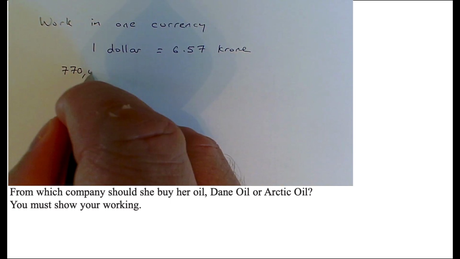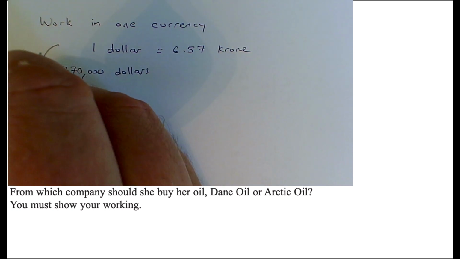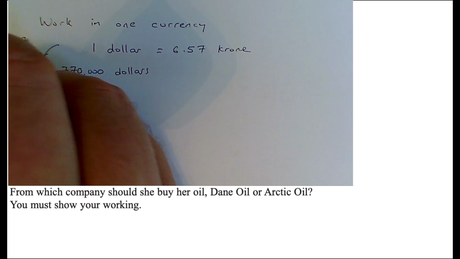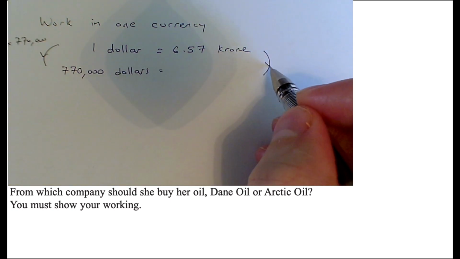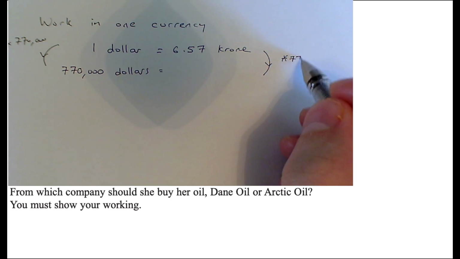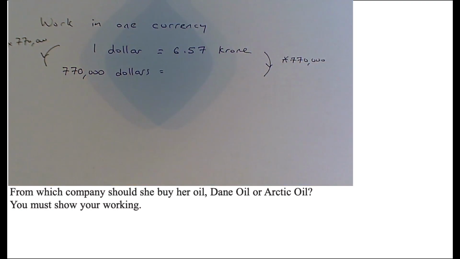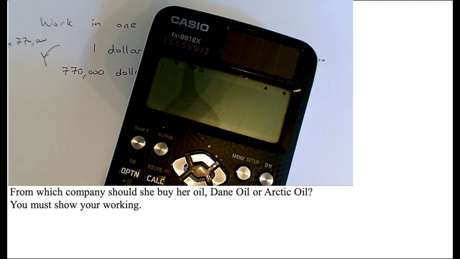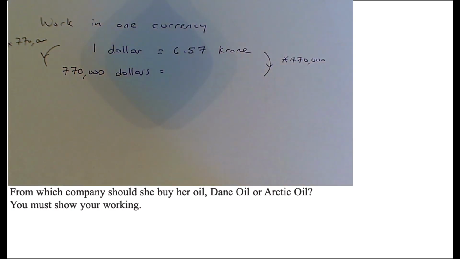So I can see converting dollars to krona is probably easier. So I'm going to put in the $770,000. So if I times one side by 770,000, I'm going to work out everything in krona. Okay, so times 6.57 by 770,000 as well, and that's going to tell me the second deal. So that's what, 5,058,900.